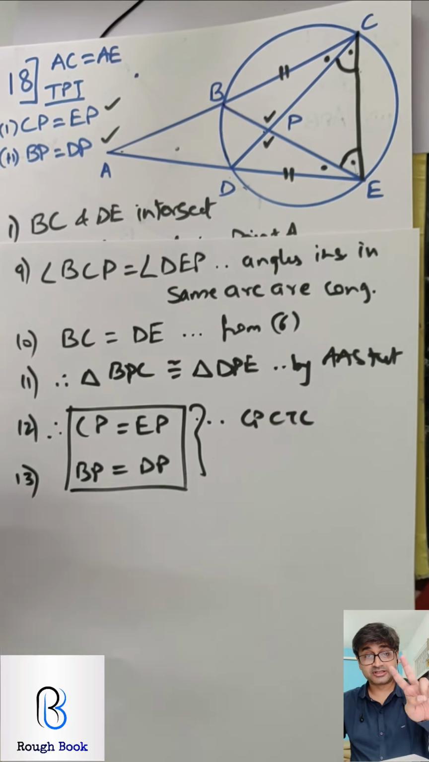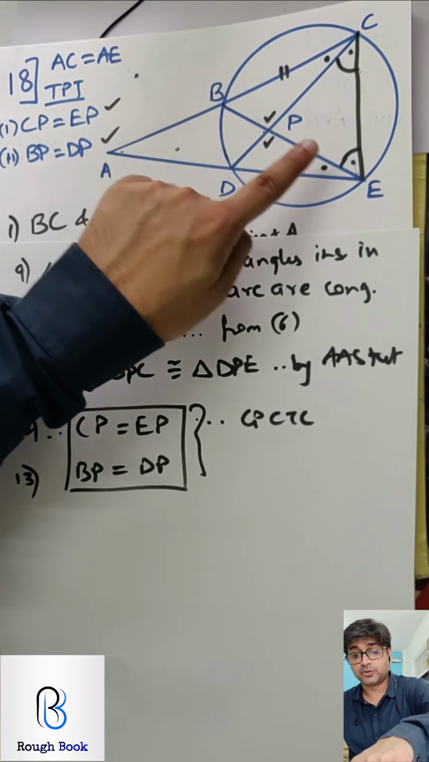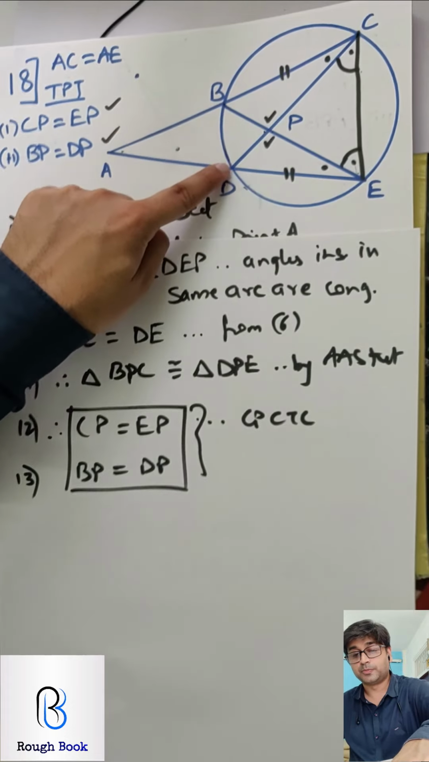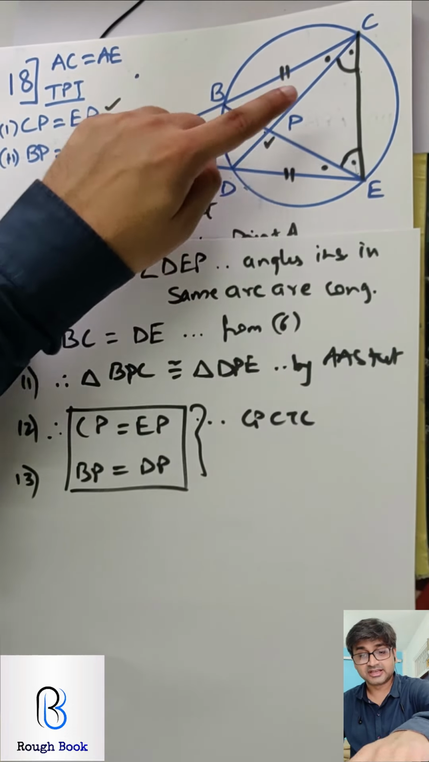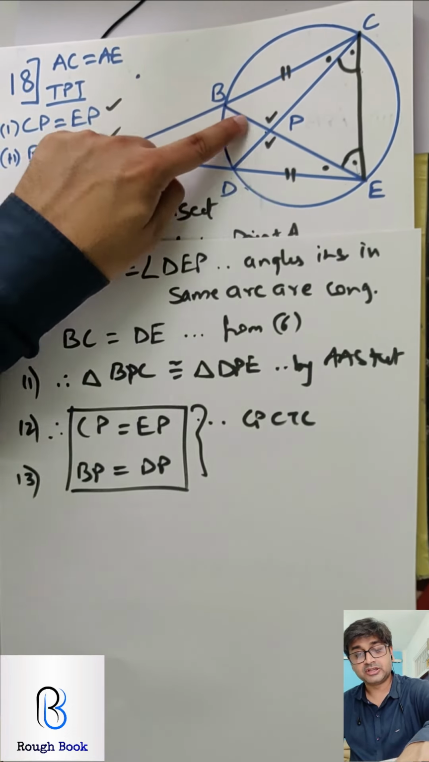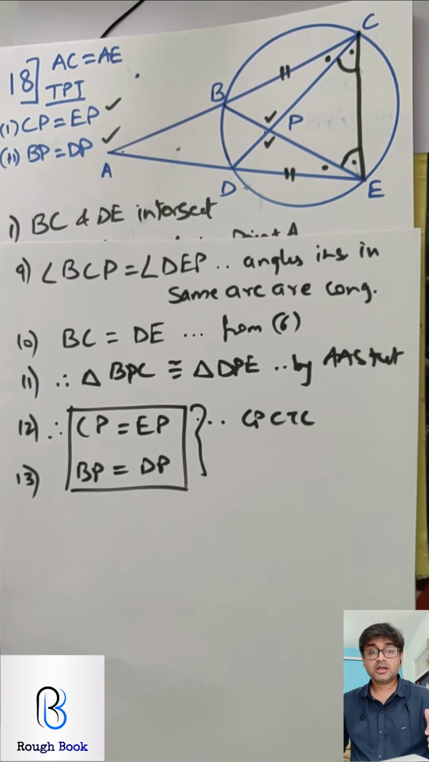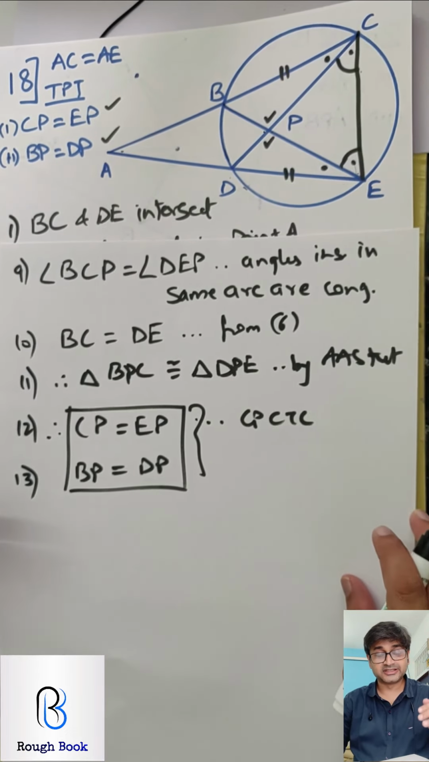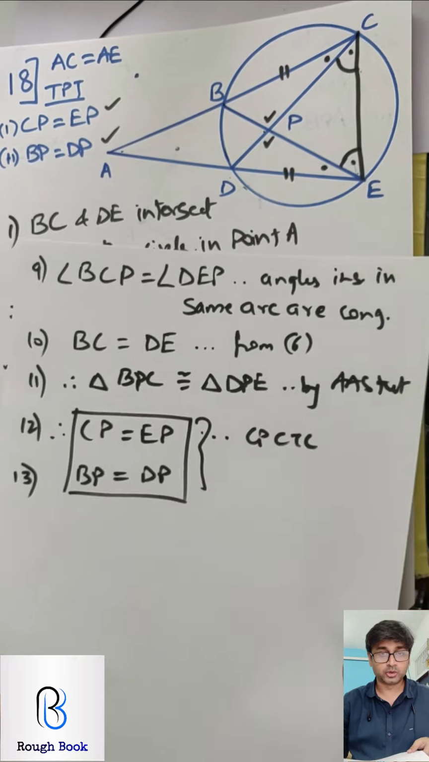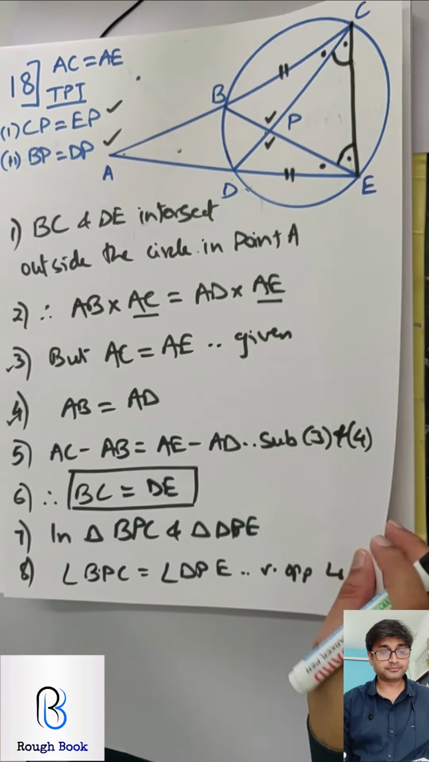And then for the second part, you'll have to say BP into PE equals CP into PD, chords intersecting inside. CP equals PE, so these two are automatically equal. That's a slightly technical method. This is the easier method, so I thought I would do this one. Let's go to the next one.